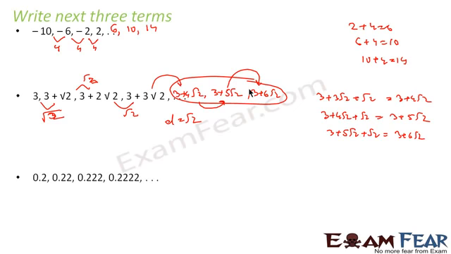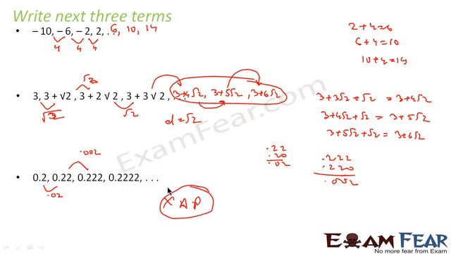0.2, 0.22, 0.222, 0.2222. Let's find the difference. 0.2 and 0.22, the difference is 0.02, correct? If you have 0.22 and you subtract 0.20, you will get 0.02. Now the difference between 0.222 and 0.220 is 0.002. And we can see the difference is not constant, right? So we can say this is not an AP, because here the difference is 0.02, and here the difference is 0.002.